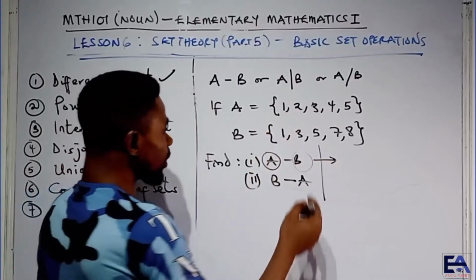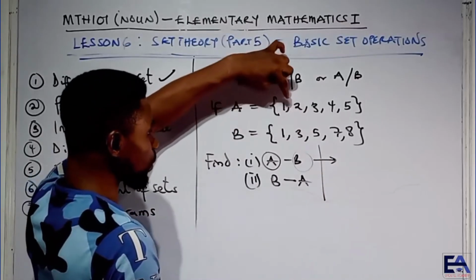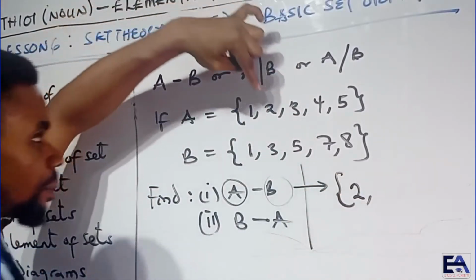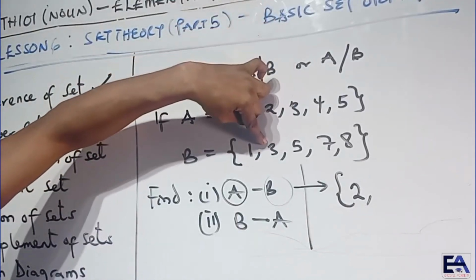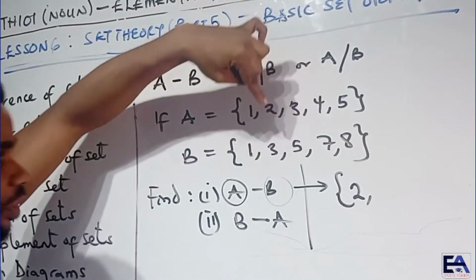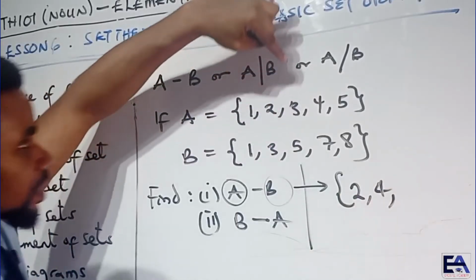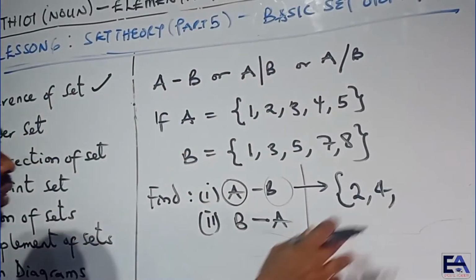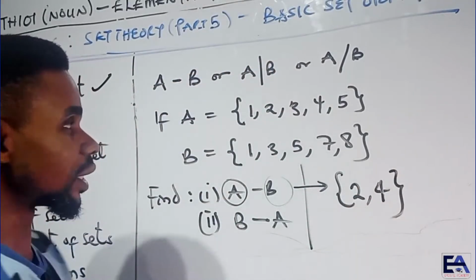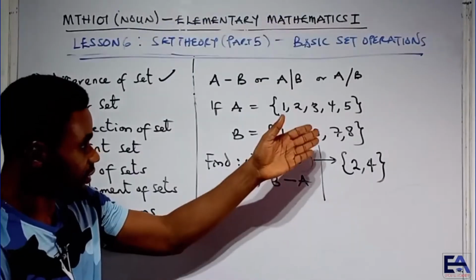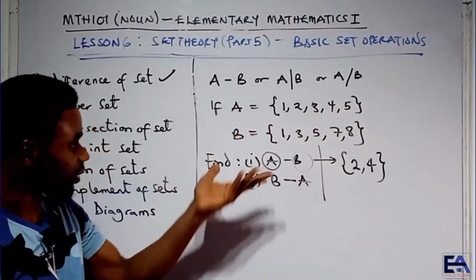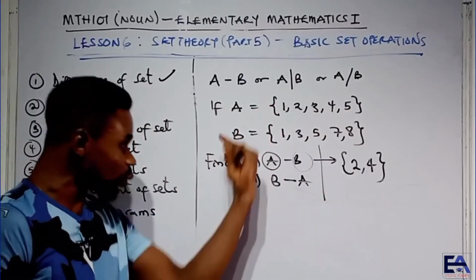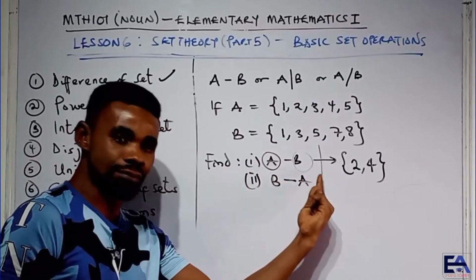When you check them out, A has 1, B has 1. A has 2, B does not have 2, so you write it out: 2, comma. Both have 3, but there is 4 here and no 4 there, so we have that. Both have 5. Apart from 2 and 4, there is nothing left, because A ends at 5 and we've checked every element of A. So these two elements are the elements that can be found in A but not in B.